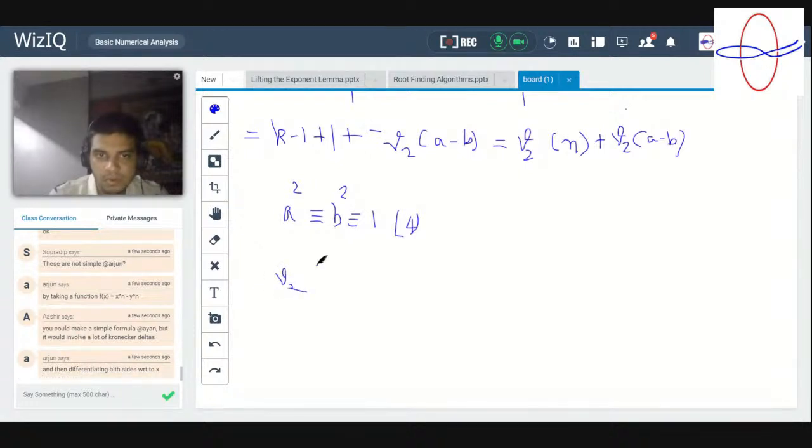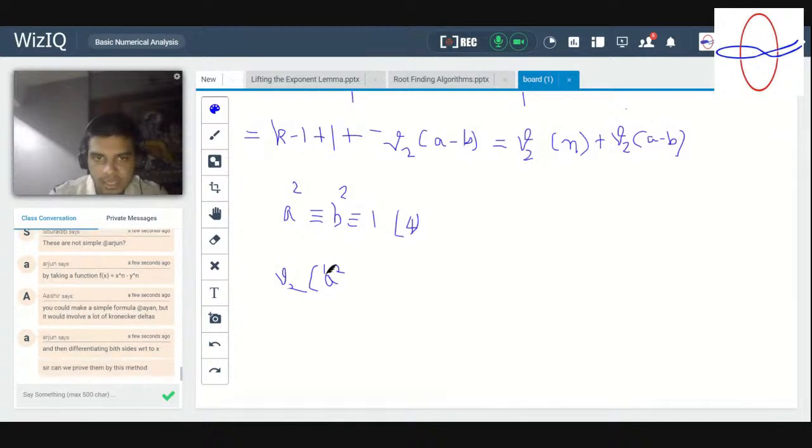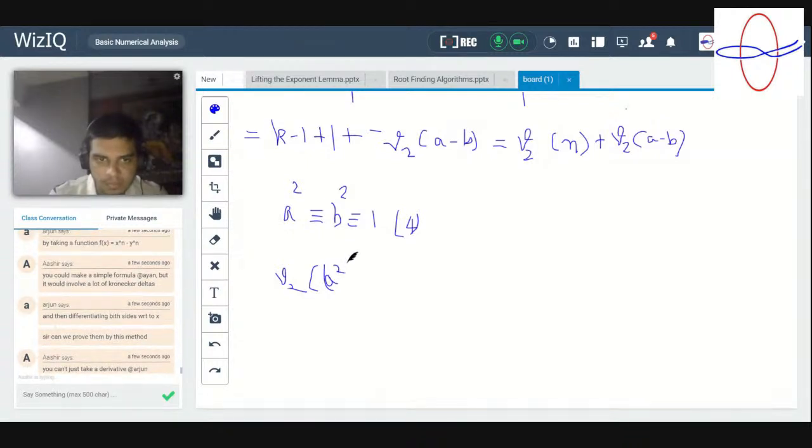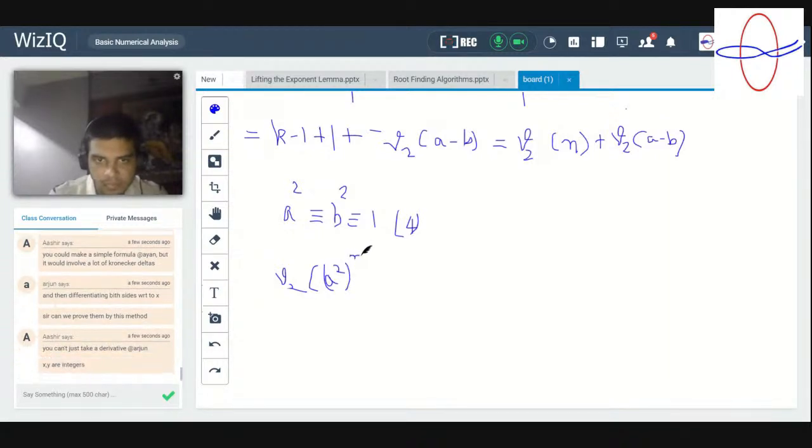v2 of a square raised to n by 2. Yeah, all of these, at least in their current definitions, are all discrete, so you cannot really take derivatives.